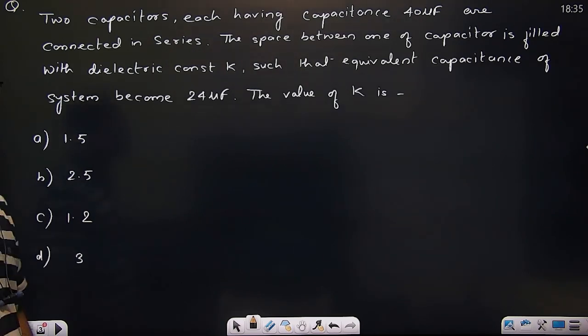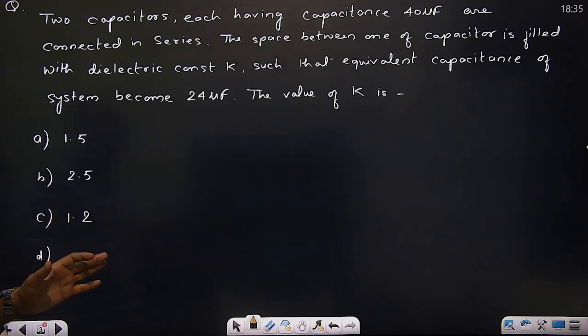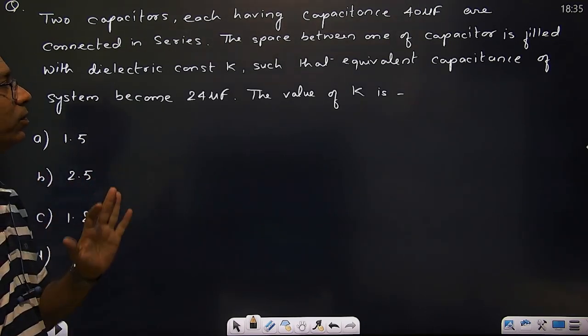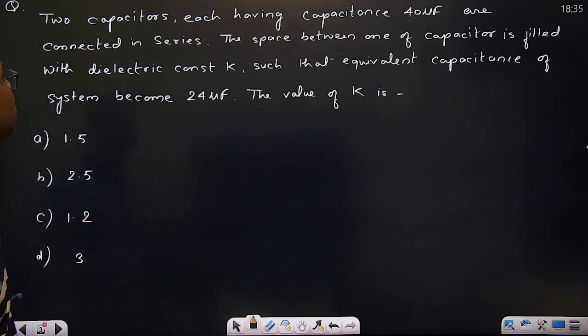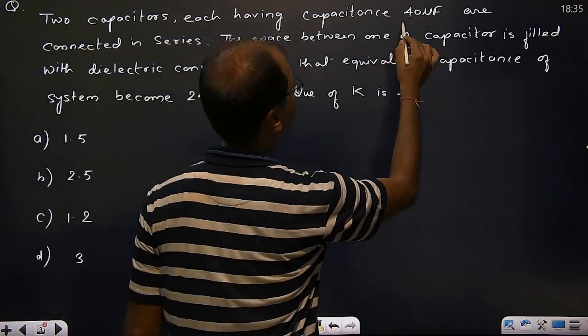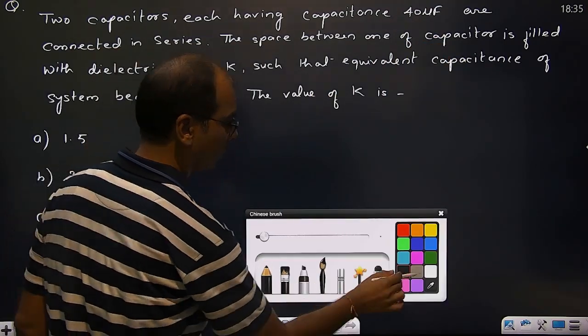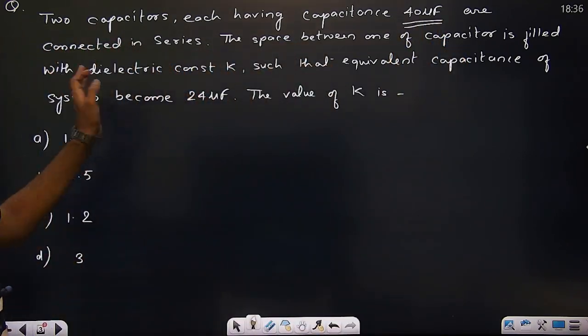Now see, two capacitors each having capacitance 40 microfarad are connected in series. The space between one of the capacitors is filled with dielectric constant K, such that the equivalent capacitance of the system becomes 24 microfarad. The value of K is? What are they saying? Two capacitors, each of capacitance 40, are connected in series.